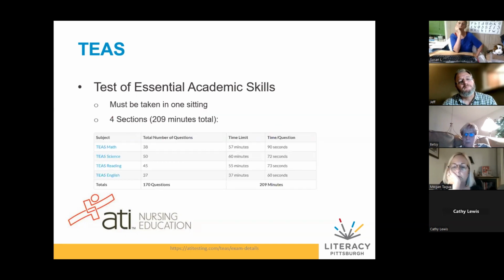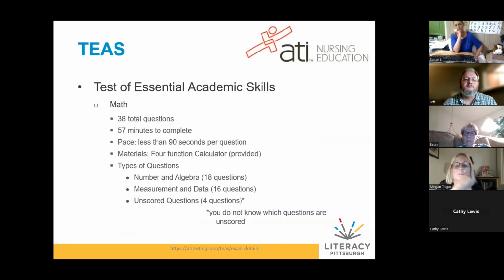So the TEAS test can be taken online or in person, but it must be taken all in one sitting. So it's 4 sections and totals to 209 minutes that they have to sit and take a test. So unfortunately, it's not like the GED or the HiSET, in that you can study for one section at a time, pass it, and then start a new section. You have to be prepared for everything all at once.